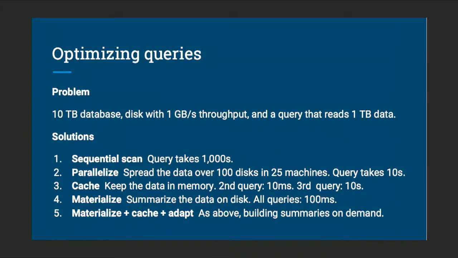So the optimal solution is probably some combination of materialization, caching. In other words, if someone has just read a piece of data 5 minutes ago, there's a very good chance they're going to read it again in the next half an hour. And then adapt. So spot that people are querying this 3-year-old data set that no one has looked at before, and maybe we need to build some summary tables on top of this data because all of a sudden, for a period of time, people are interested in it.